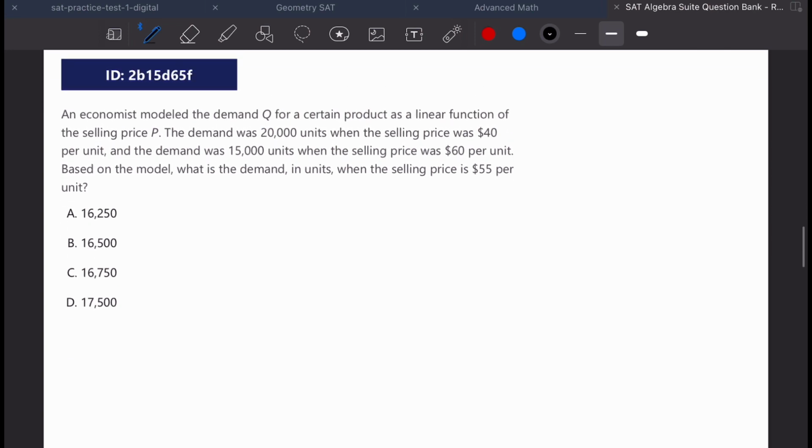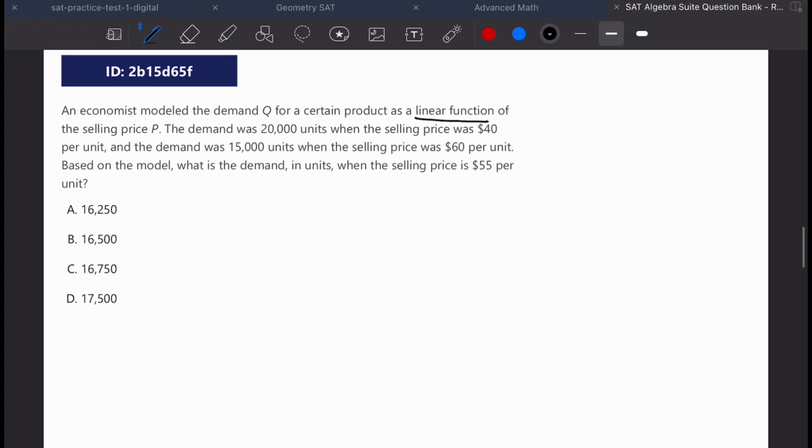The next question. An economist modeled the demand Q for a certain product as a linear function of the selling price P. The demand was 20,000 units when the selling price was $40 per unit, and the demand was 15,000 units when the selling price was $60 per unit. Based on the model, what is the demand in units when the selling price is $55 per unit?